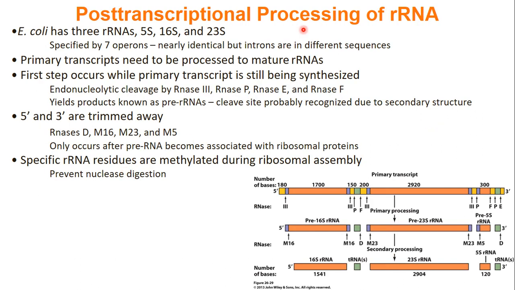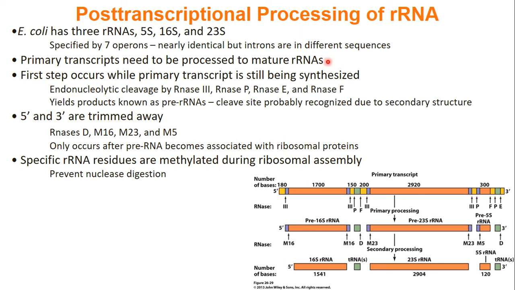Now we're going to move on to a different type of RNA. Let's talk about rRNA, or ribosomal RNA. E. coli has 3 different types of rRNA called 5S, 16S, and 23S. These are specified by 7 different operons, and these are nearly identical, but the introns are slightly different in sequence.